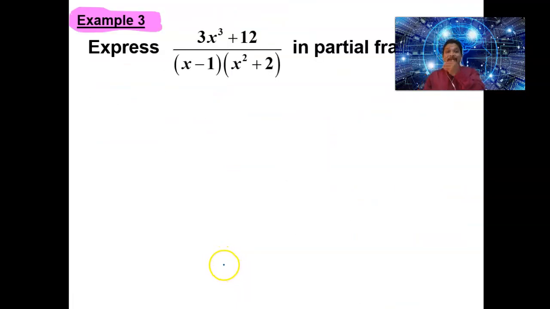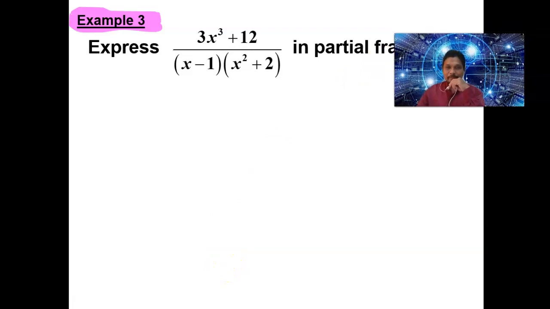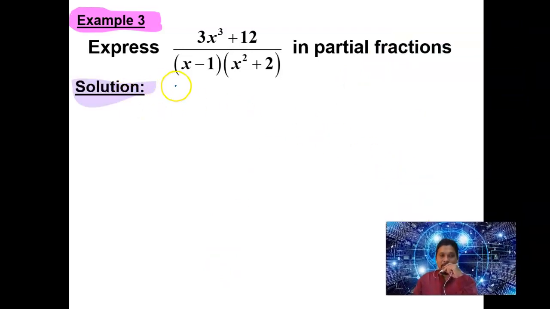Okay, so next question then. Express this in partial fraction. Okay, so now x squared multiplied with x is going to give you x cubed. Okay, we have here 3x cubed, and also x squared multiplied with x cubed. So the degree of x from numerator and denominator are equal now, and this is an improper fraction. Okay, so we need to change this into the form of a proper fraction first.